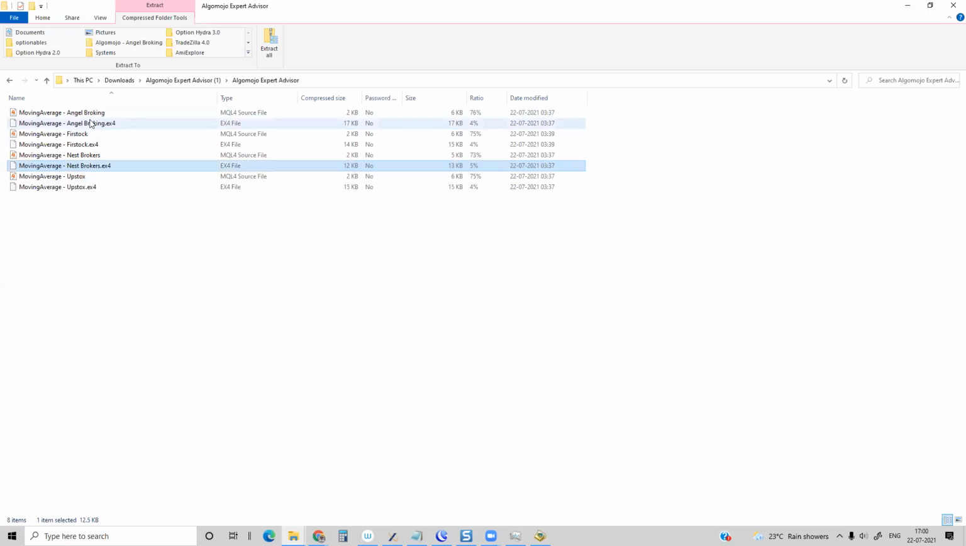There are two codes available over here. One is the MQL4 code, the MQ4 file. The second one is the EX4 file. EX4 is like an EXE file, the one which will be executable. So copy those two files. Let's say if I am going to use it for Angel Broking, I'll copy these two files alone.